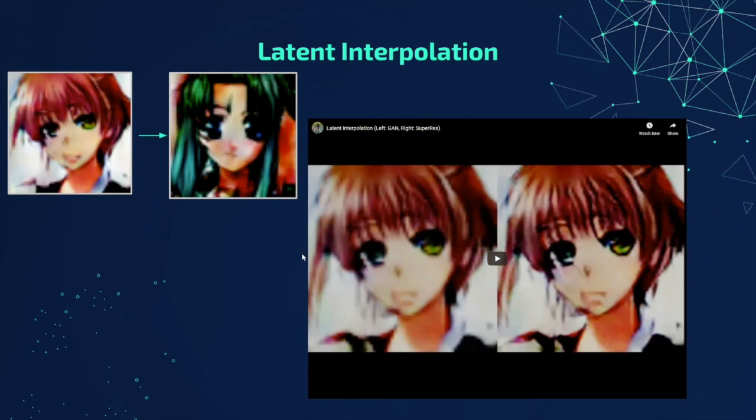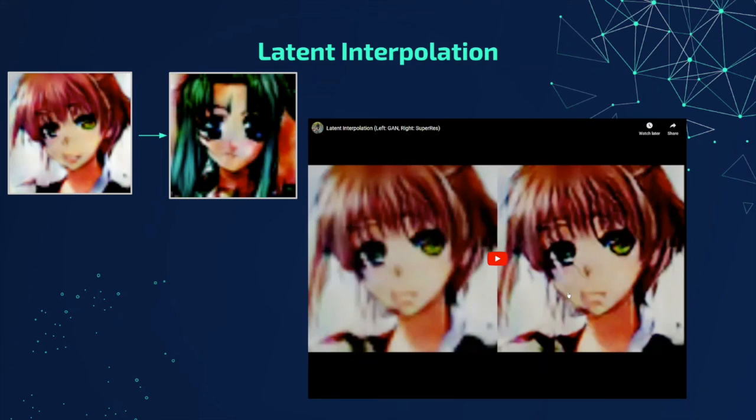We also tried out interpolating between two latent vectors just for fun. In this video, the output of the GAN is on the left, and the corresponding super-resolution model is on the right. We can see that the interpolation is smooth and produces reasonable faces in between the starting and ending vectors. We also see that our super-resolution model performs satisfactorily.